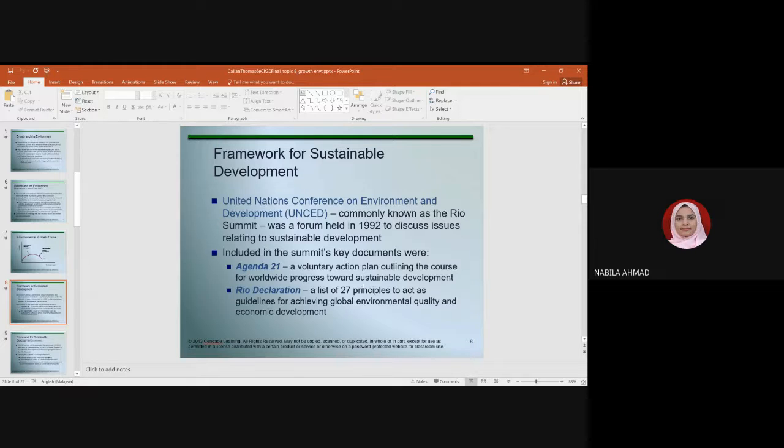So ada dua agenda, apa yang kita panggil, apa yang dibincangkan lah. First one is Agenda 21, a voluntary action plan outlining the course for worldwide progress towards sustainable development. Dan juga Rio Declaration, so 27 principles to act as guidelines for achieving global environmental quality and environmental development. Jadi apa yang dibincangkan dalam Agenda 21 adalah financing for developing countries, bantu negara developing, conservation and sustainable development of forests, prevention and minimization of hazardous and solid waste, risk assessment and management of toxic chemicals. Itu yang dibincangkan dalam Agenda 21. Okay, dan Rio Declaration tersebut.